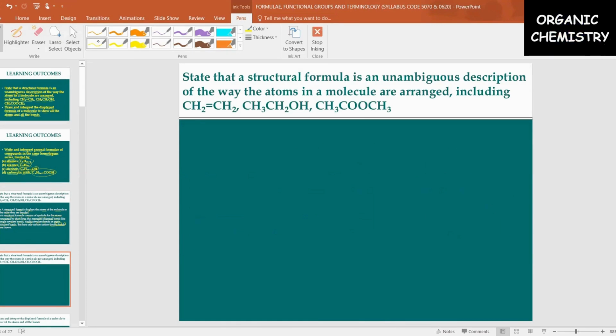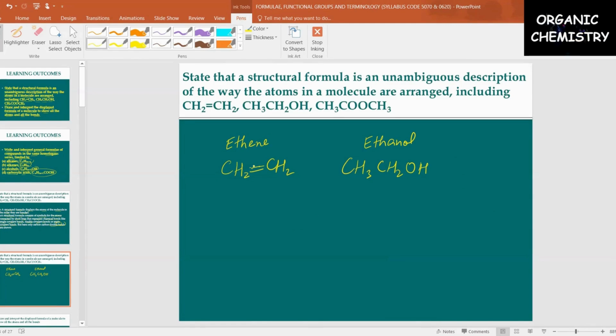If you look at the learning outcome, you can see the example. You have CH2=CH2. This is the structure formula of the compound ethene. Now the second one, CH3CH2OH. This is the structure formula of the alcohol ethanol. In both of these, you see that only the double bond is shown. In ethanol, there's no double bond. That's why I'm just straight away drawing the structure formula.